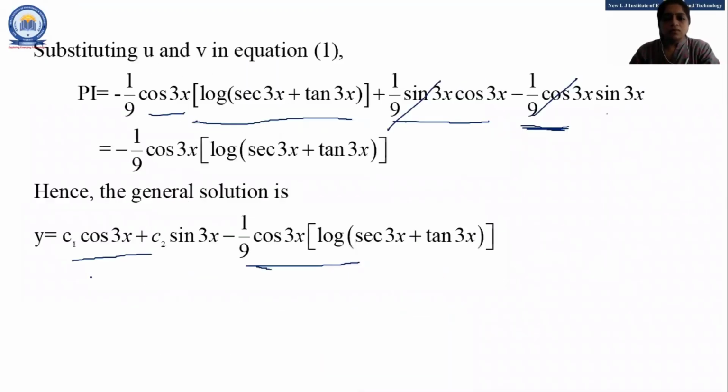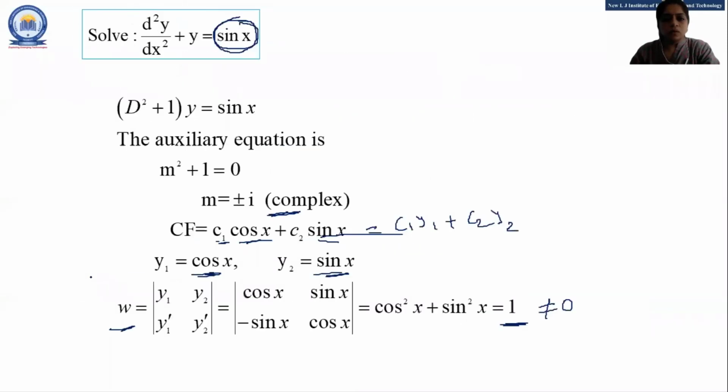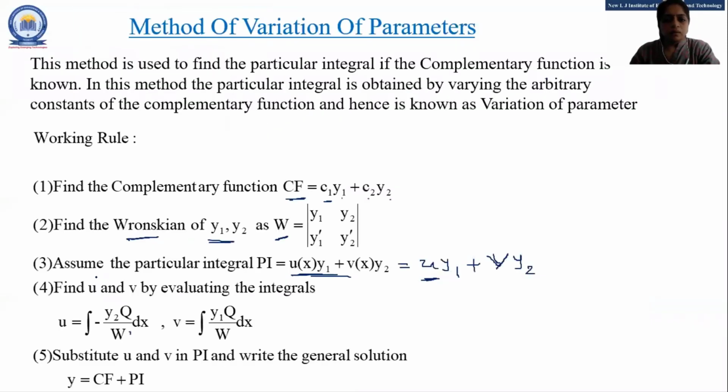And the steps of the variation of parameter method, we recall all 5 steps. First you have to find the complementary function, right? Then you have to find the Wronskian. Then you have to write this formula u y1 plus v y2. You have to find the values of u and v. Now after substituting the values of u and v, you get your PI, and your general solution is CF plus PI.